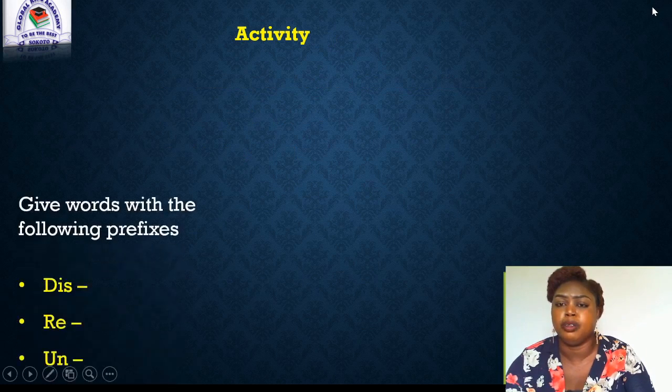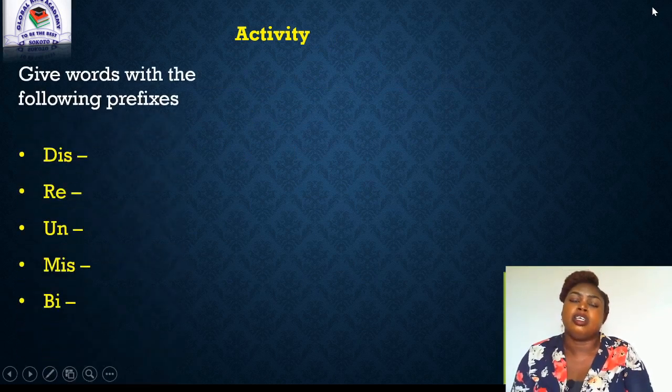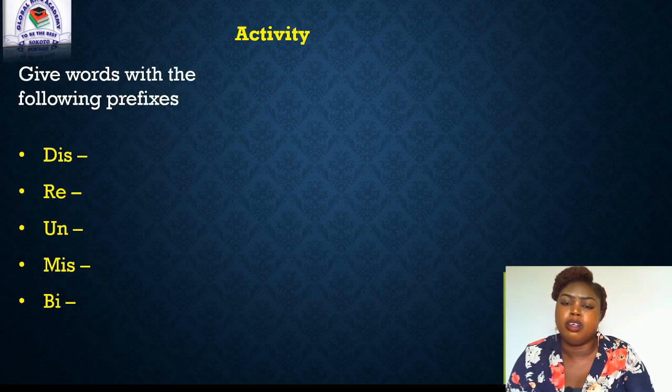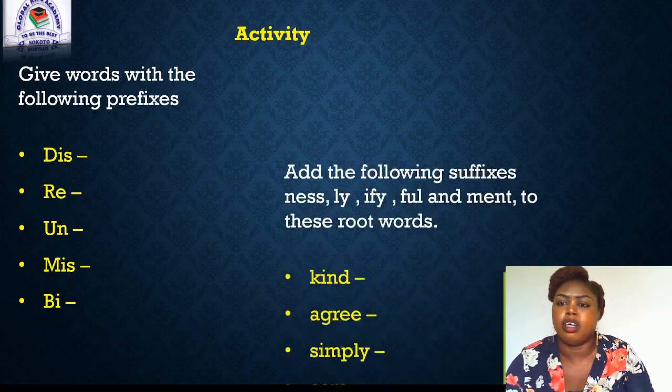Our activity for today, activity one, says give words with the following prefixes. You can list maybe three, four, five words. Number one is dis. We need words with the prefix dis, like disobey. You have so many other words with the prefix dis. Then number two, re. Number three, un. Number four, mis. And number five, by.